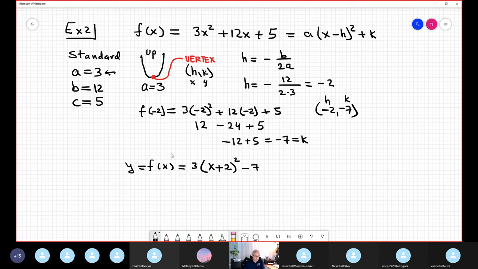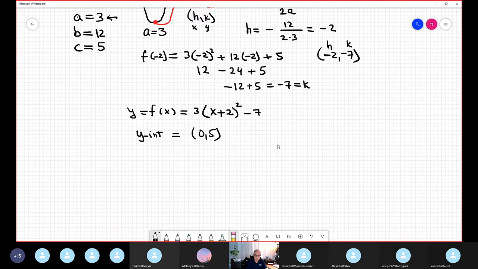I need to find maybe the y-intercept and the x-intercepts. But to find the y-intercept, in my opinion, it's much better looking at the standard form, because I know in the standard form, C, which is 5 in this case, is the y-intercept. The y-intercept is the point 0, 5. Boom. In vertex form it's not as easy to see the y, but you can plug it in: 0 plus 2 is 2, squared is 4, times 3 is 12, minus 7 is 5. Either way, the way that you prefer.